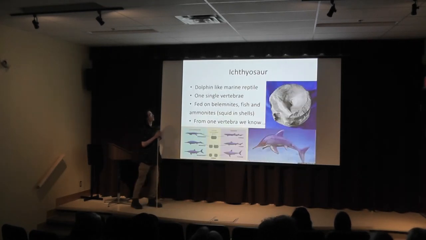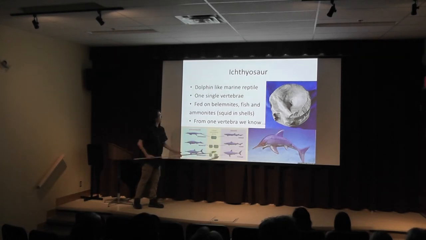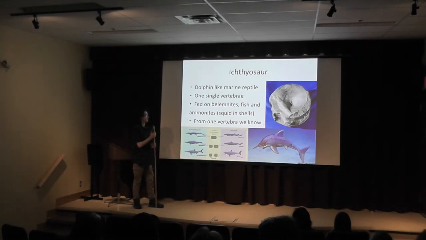Now, a very, very rare fossil that has been found in Harrison is a single vertebra from an ichthyosaur, this creature down here. It kind of looks similar to a dolphin, but this creature was in fact a reptile. Not a dinosaur, but shares a common ancestor. Now, it fed on belemnites, fish, and ammonites.